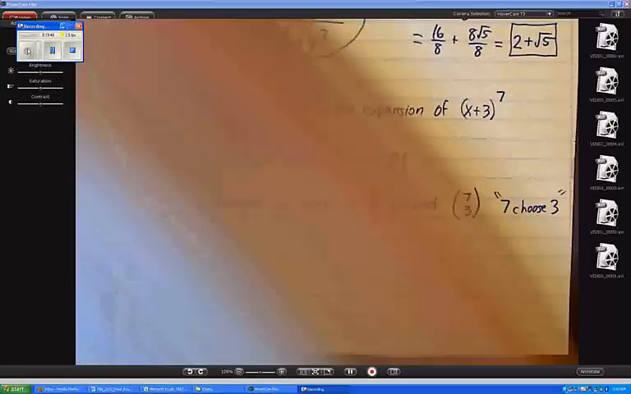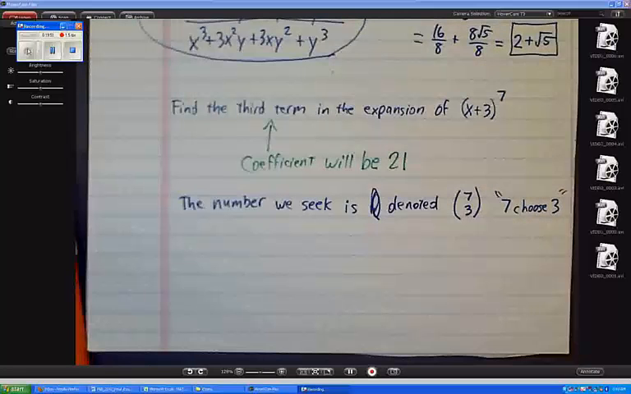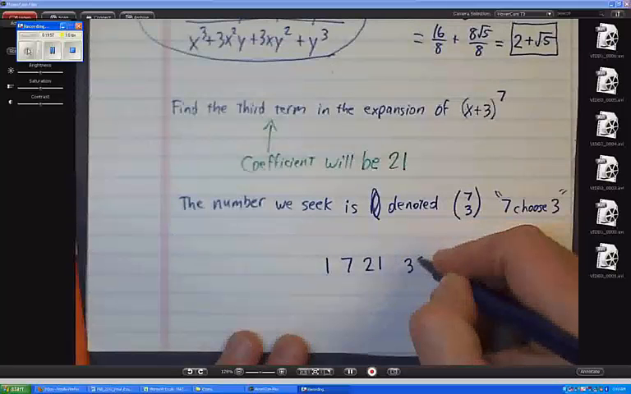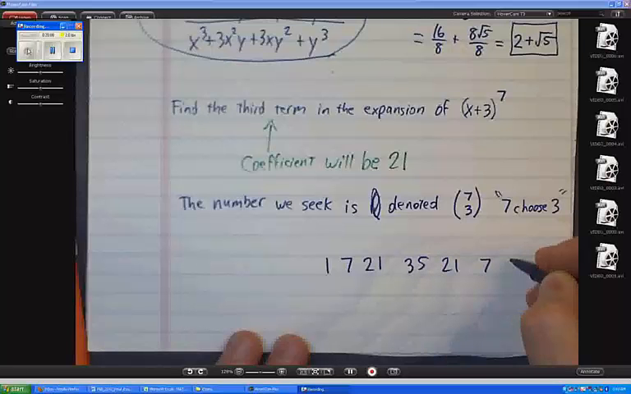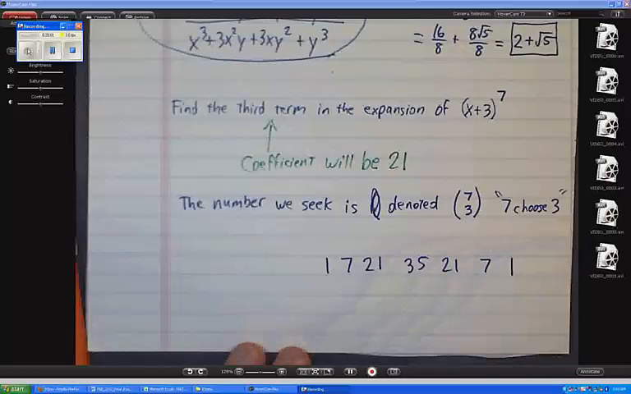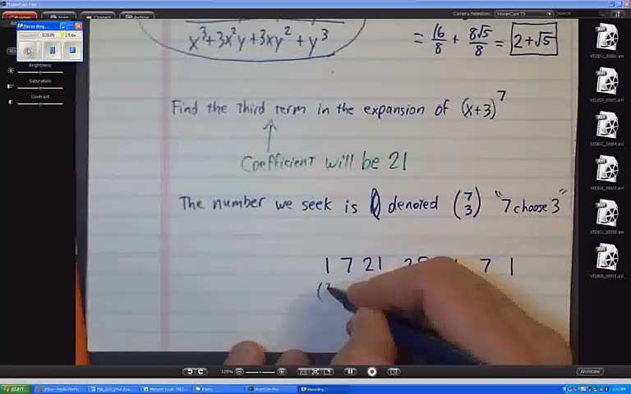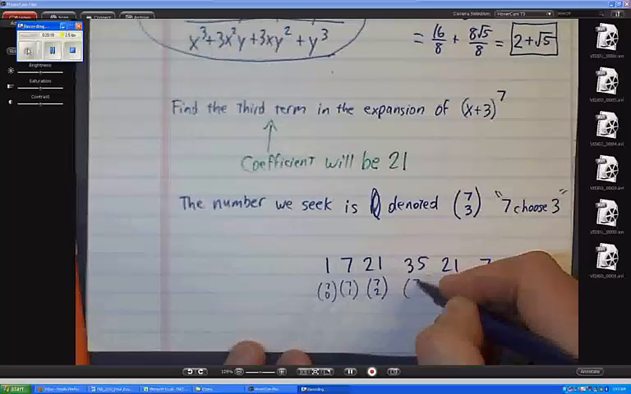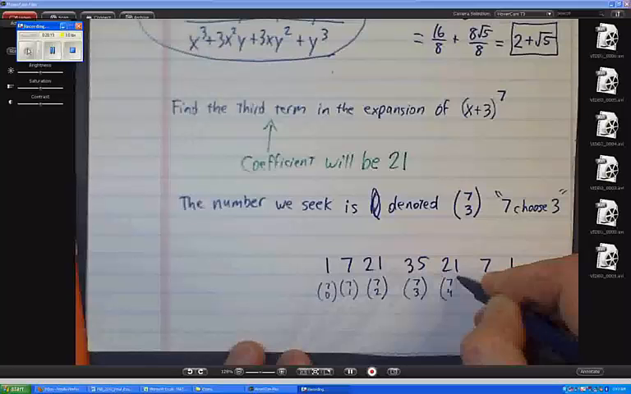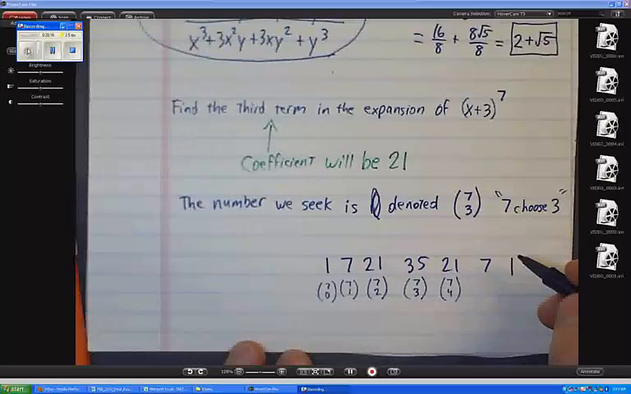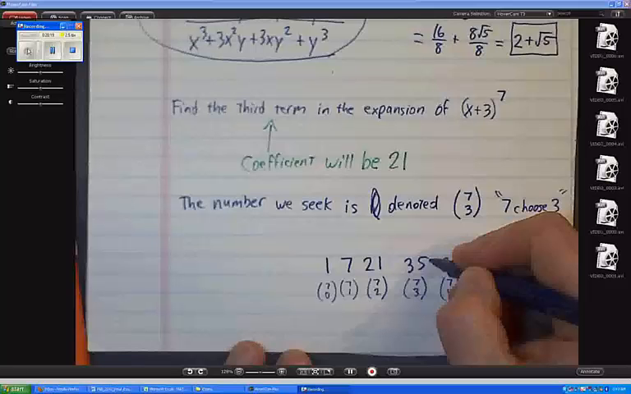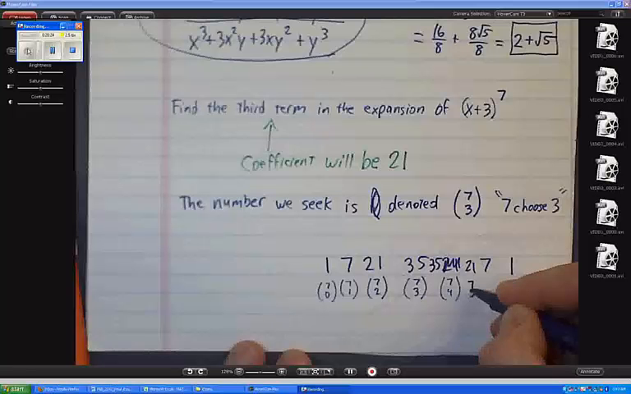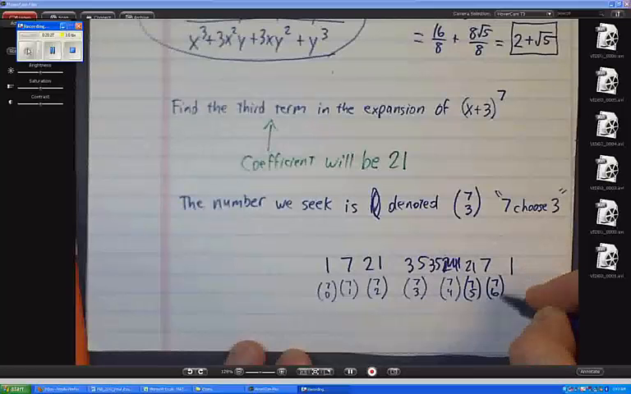Because in Pascal's triangle, when you have this row, is the row we were looking at. Those numbers are 7 choose 0, 7 choose 1, 7 choose 2, 7 choose 3, 7 choose 4. There'd be a couple of 35s here. And then 21 would be 7 choose 5, 7 would be 7 choose 6, and the last one is 7 choose 7.